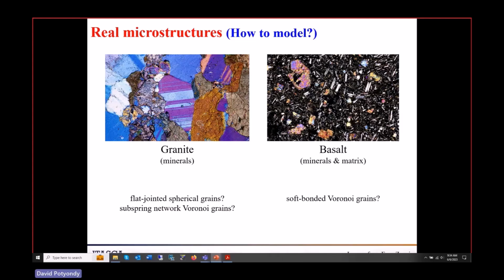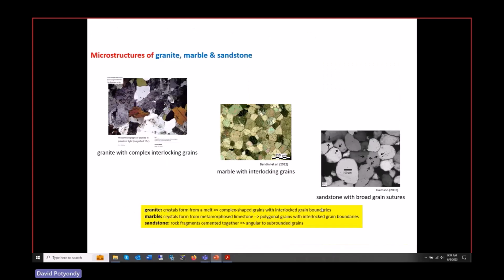This then leads to, you have all these microstructures you could build now, right? So then this starts to lead you into, well, for different rock, what should I do, right? And the answer is, I don't know. So here's a granite with all these minerals that have grown together. Here's a basalt with these minerals in a matrix. Holy smokes, you know, so as a granite, maybe we could make flat jointed with spherical grains. Maybe we could use subspring network with Voronoi grains. This one for the matrix, it's all kind of viscous. Maybe you could use soft bonded things, right?